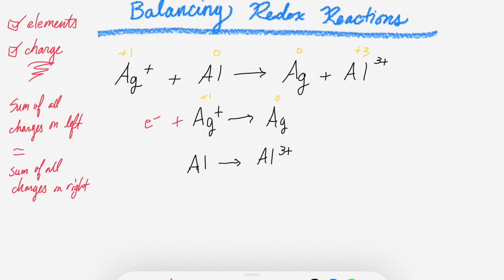Let's do the bottom reaction. I've got a 0 up top here. So we're going from a 0 to a +3, and so we can add electrons accordingly. So notice that we need 3 electrons on the right side.